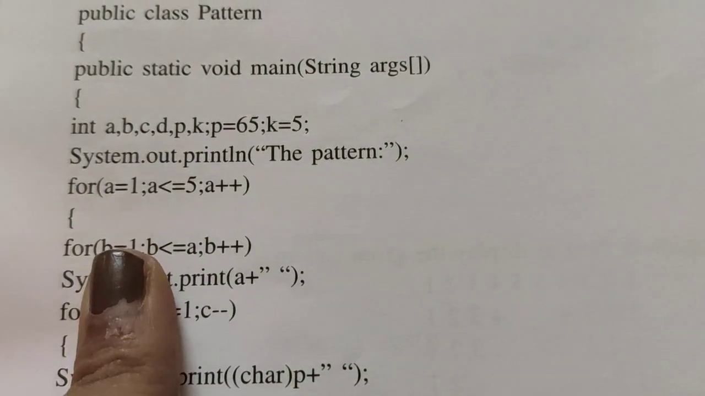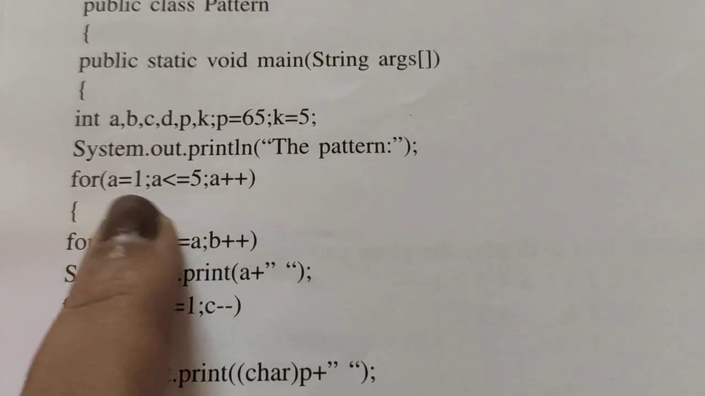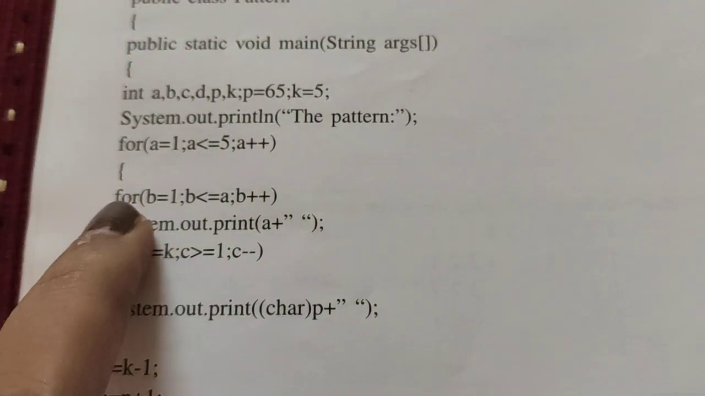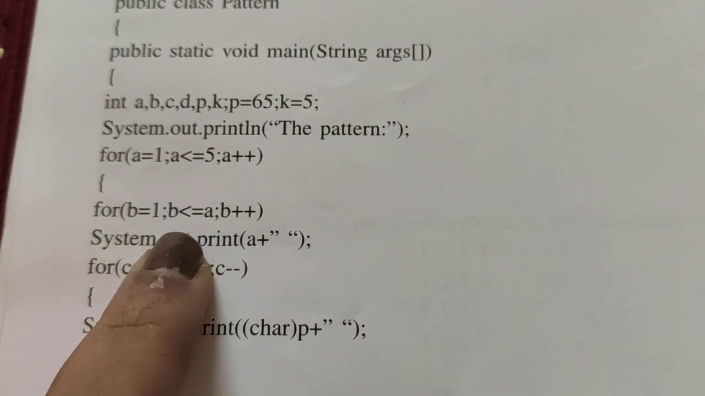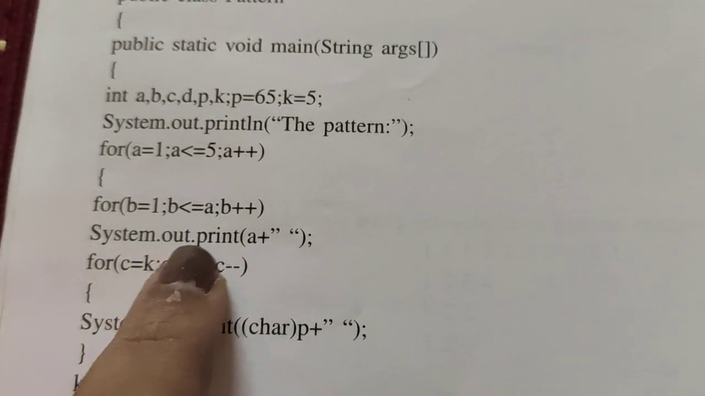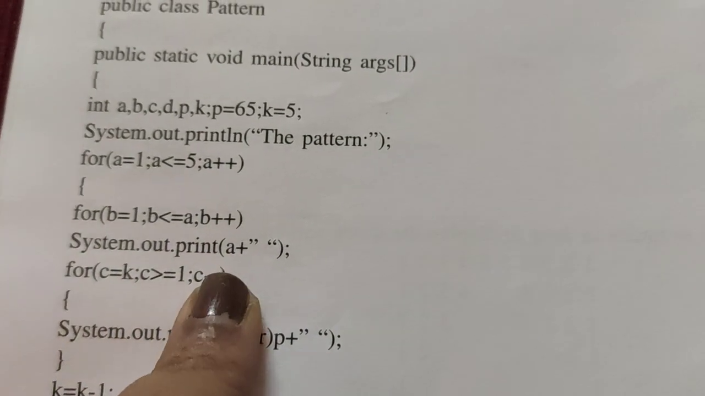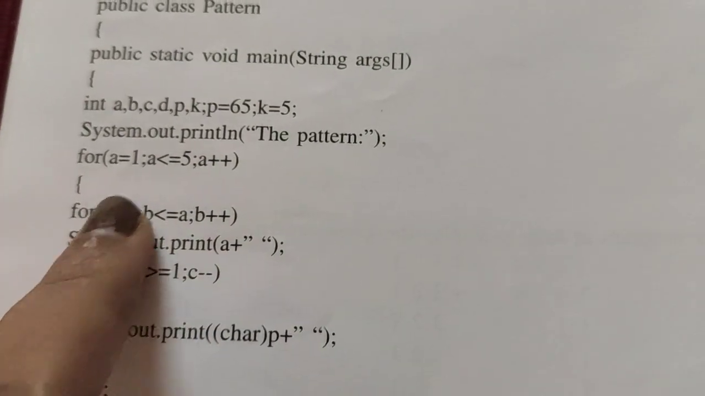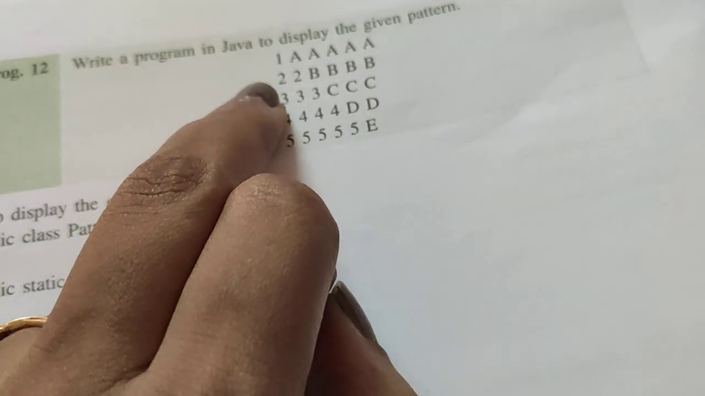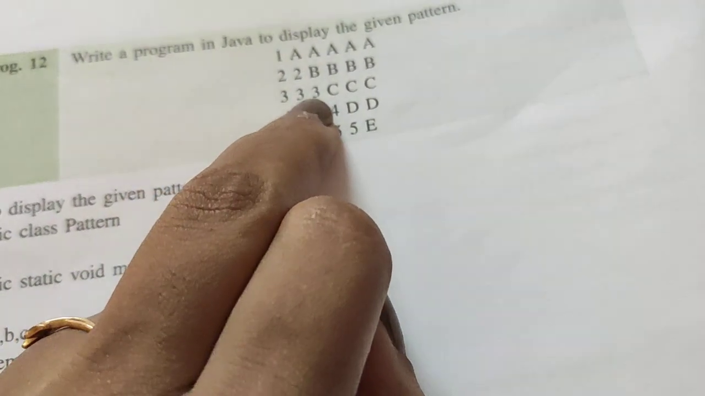So now we are entering inside the loop. For a is equal to 1, a less than or equal to 5, and a plus plus. And in the inner loop, for b is equal to 1, b less than or equal to a, b plus plus. System.out.println, a is going to be printed. See here the numbers printed here: 1, 2 is going to be printed 2 times, 3 is going to be printed 3 times, 4 times, 5 times.